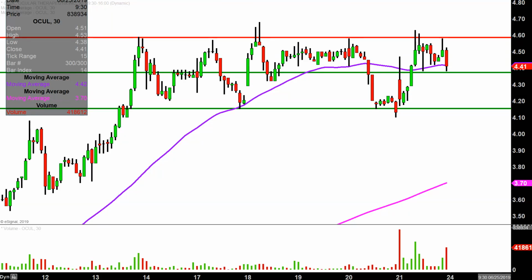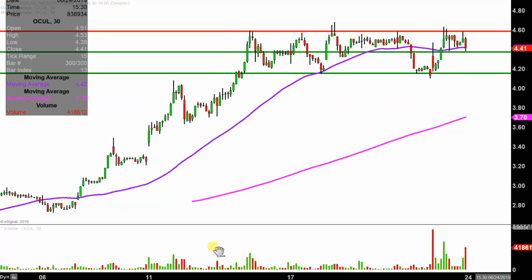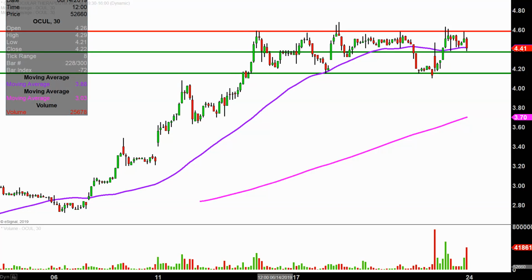And the chart does look good, especially if you look at it like this. These bases do keep getting higher and higher. So you have a base right there, a base right there, and now you have this base up here. As long as those bases keep getting higher and higher, that's how long-term uptrends are constructed. But yeah, going into next week, let's see if the bulls can get the break of $4.60 or not.